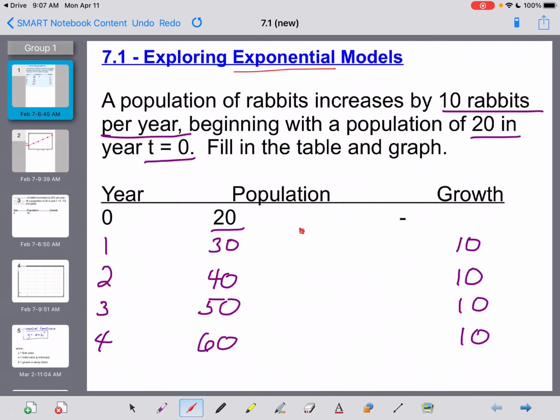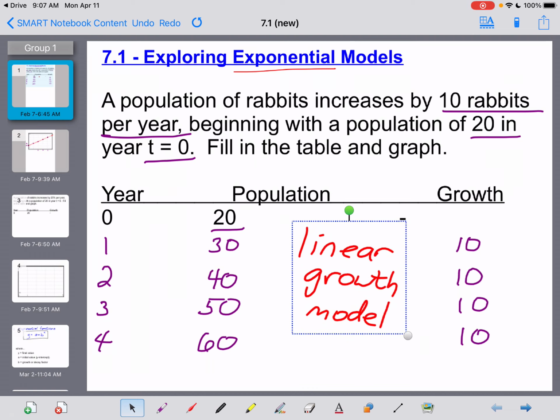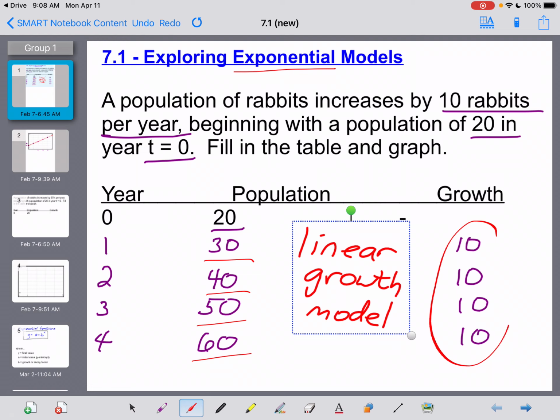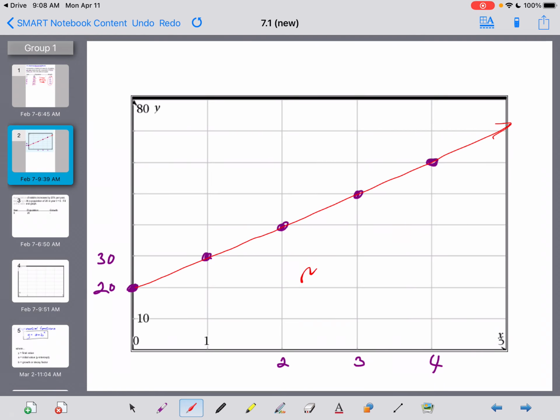That is why, if we go back to the previous slide, what I had written really small there, what we're dealing with in this particular model is called a linear growth model, because our population increases by the same amount every year. The growth remains constant from 1 year to the next. And that growth is the slope of this line. We're adding 10 rabbits, that's our rise, and 1 year is our run, so it would be 10 rabbits per year, and that is the slope of this linear function. So that's what a linear growth model looks like.